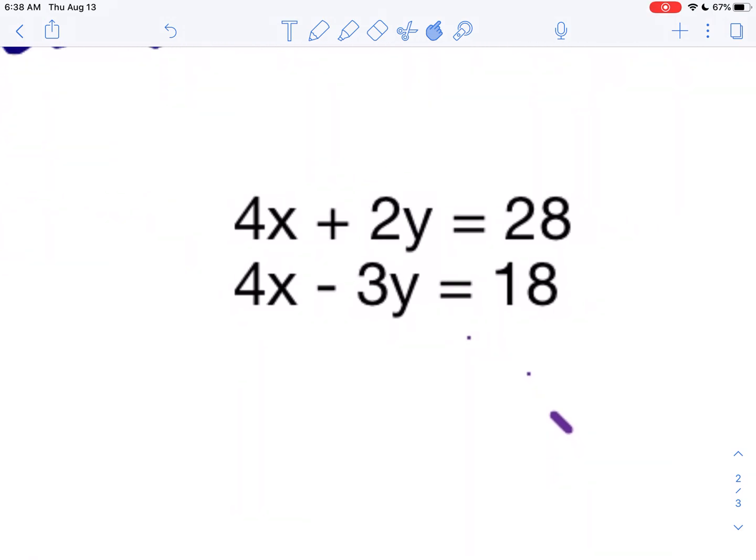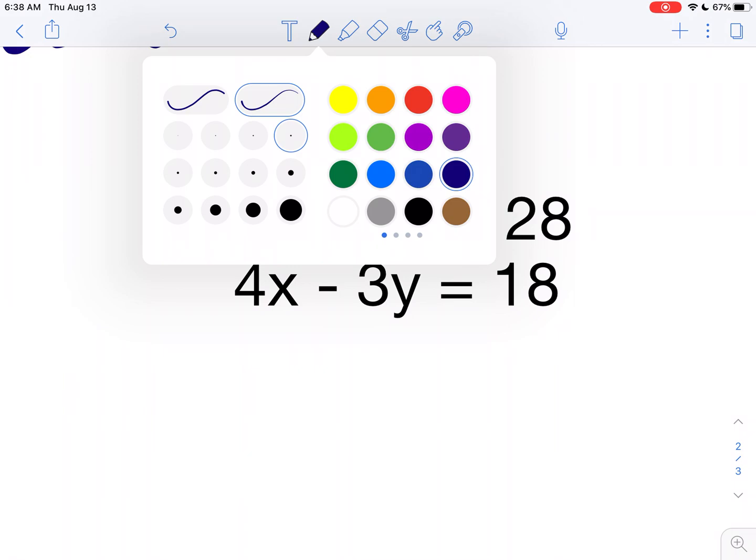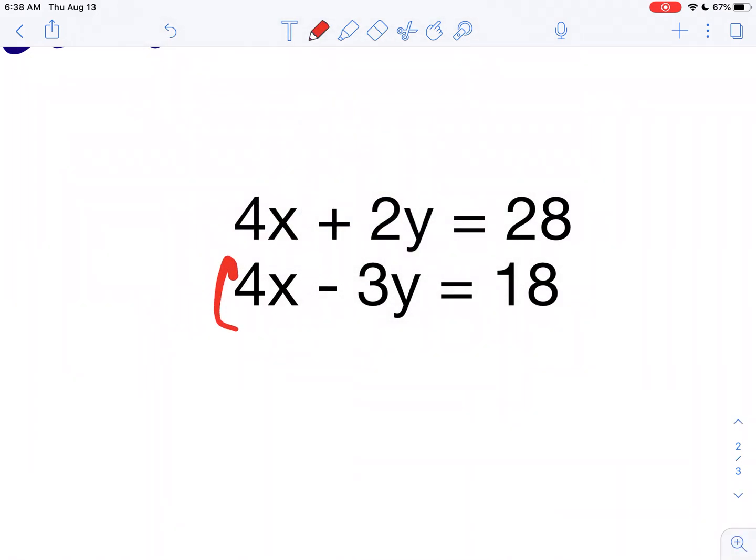Now in example 3, notice they are not going to cancel when you add them, because 4x plus 4x equals 8x. I want it to be 0. If we subtract the second equation, then they would be 0.